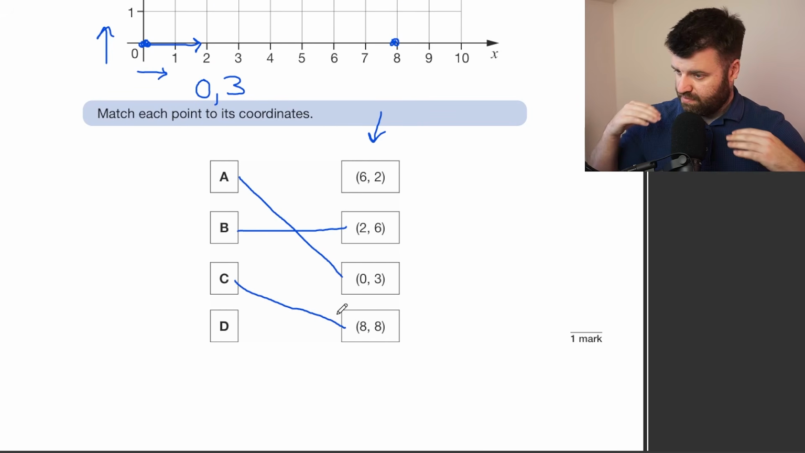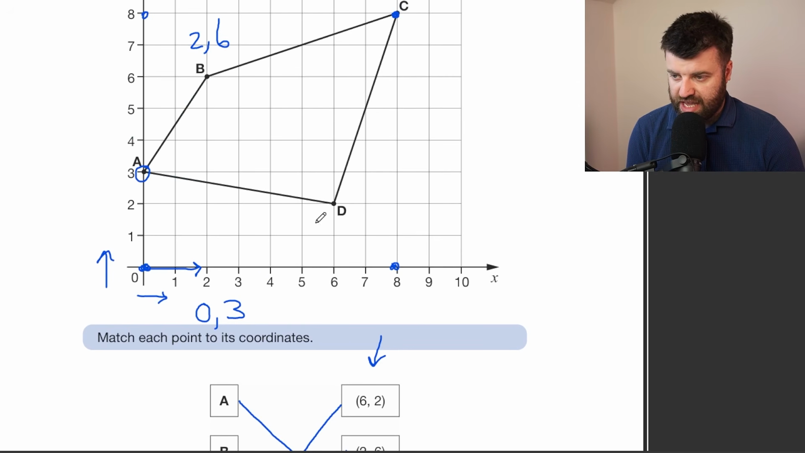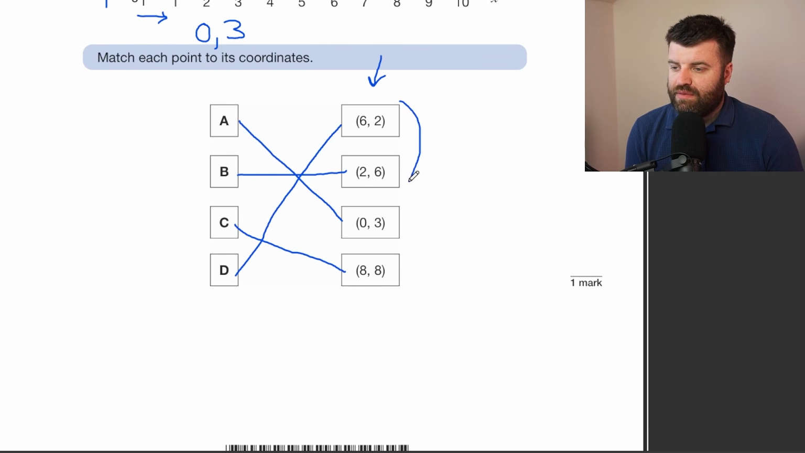And guess what? We don't need to waste any more time. If we've got these 3 and we're confident with them, well, D must be 6, 2. We can check it if we like, if we have time at the end. 6 across and then 2 up. Good. We're good to go. The trap there would be mixing up 6, 2 and 2, 6.